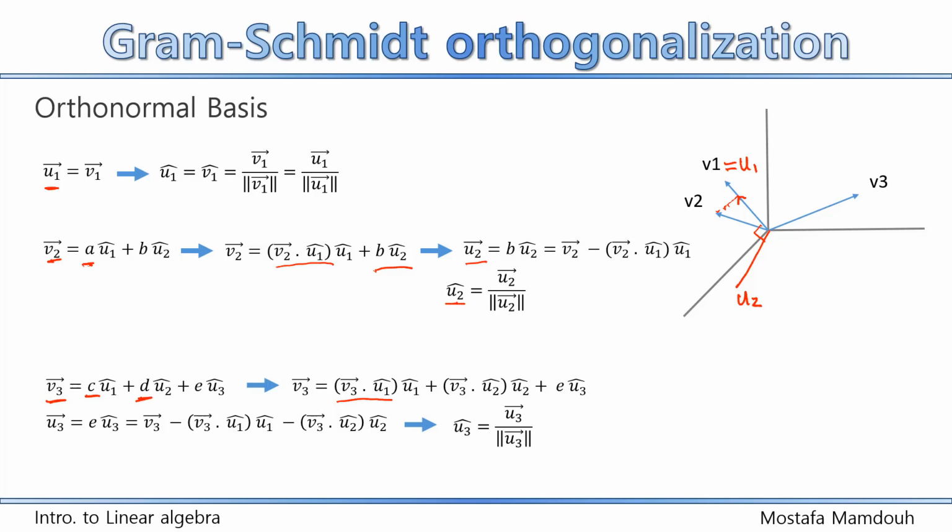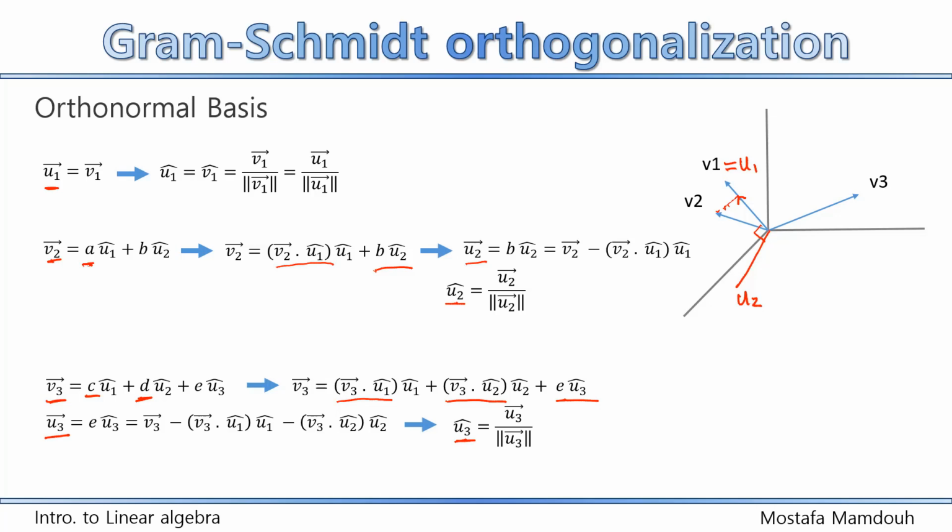The same for D, which is equal to v3 dot product with the unit vector u2, and then we add E times the unit vector u3. Well, by this equation we can say that u3 is equal to E times the unit vector u3, which is equal to v3 minus v3 dot product with the unit vector u1 in the direction of the unit vector u1, minus v3 dot product with the unit vector u2 in the direction of the unit vector u2. And since now we have u3 as a vector, we can simply get u3 as a unit vector, which is equal to u3 over the norm of u3.